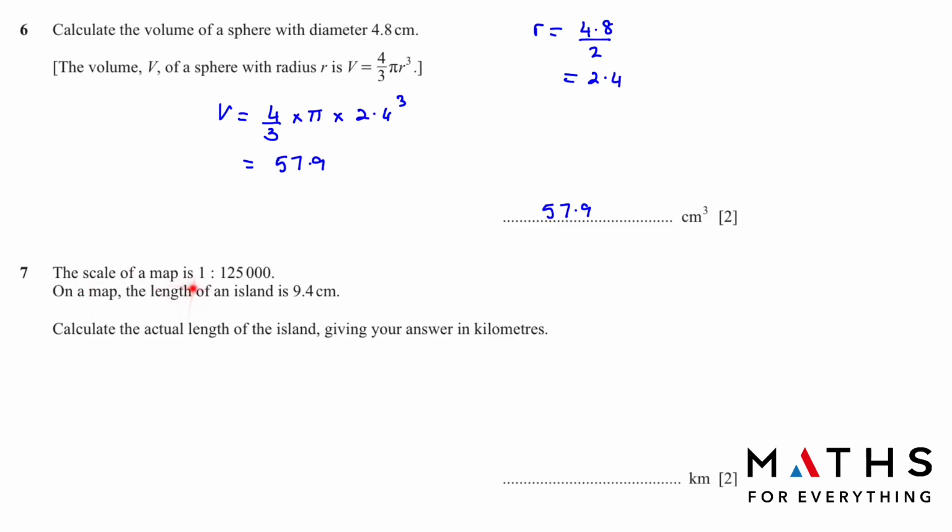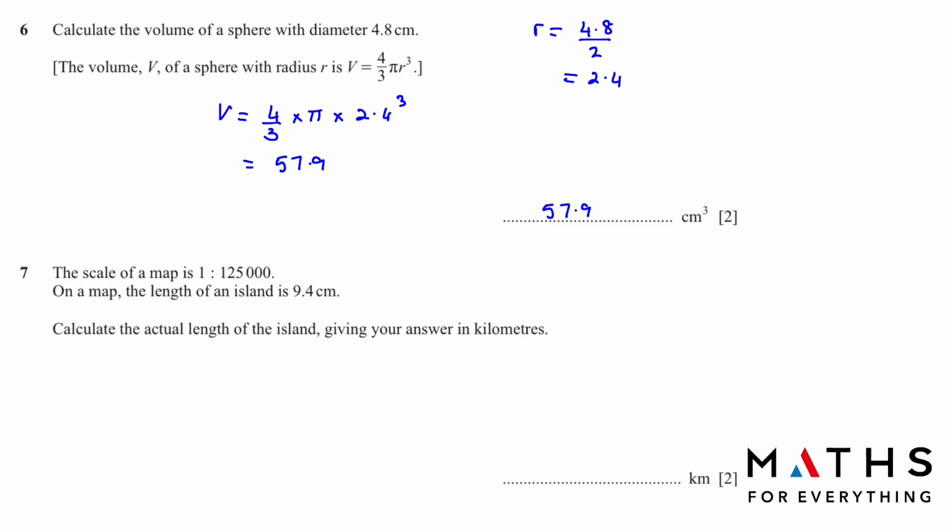The scale of a map is 1 is to 125,000. On a map, the length of an island is 9.4 centimeter. Calculate the actual length of the island, giving your answer in kilometers. So let's write down 1 is to 125,000. When it is 9.4 centimeter, what is the value?